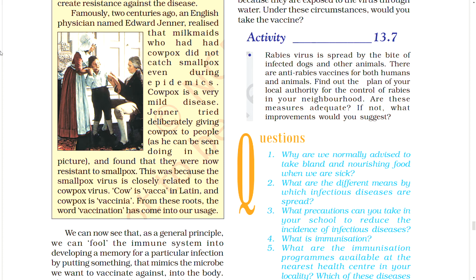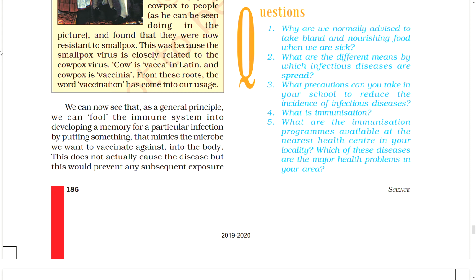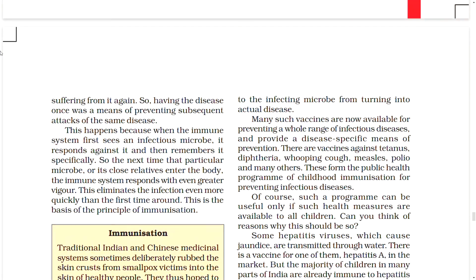Cow is vacca in Latin and cowpox is vaccinia. From these roots, the word vaccination has come into our use. We can now say that as a general principle, we can push the immune system into developing a memory for a particular infection by putting something that mimics the microbes we want to vaccinate against into the body. This does not actually cause the disease, but it would prevent any subsequent exposure to the infecting microbes from turning into actual disease.